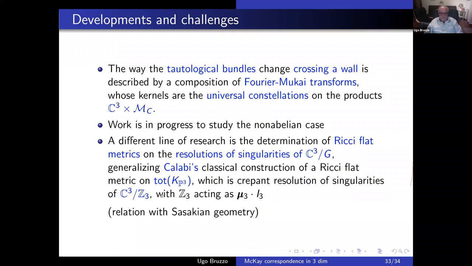So this is a classical example, and we are trying to do this, for instance, in our case, and then to find some general theorem. This actually relates with Sasakian geometry, because for instance, in the case of C3 mod Z3, the total space of the canonical bundle happens to be a Riemannian cone on a Sasakian variety. And also this is true for C3 mod Z4. However, in this case, it's a Sasakian orbifold. So it's a little more general.